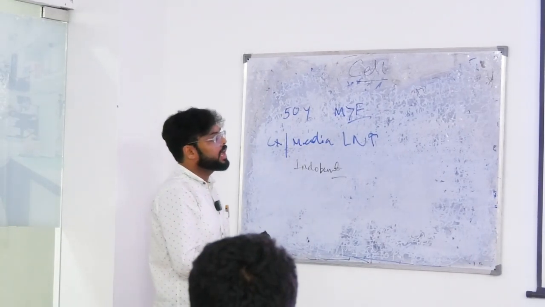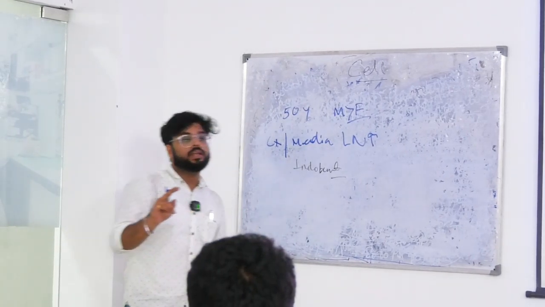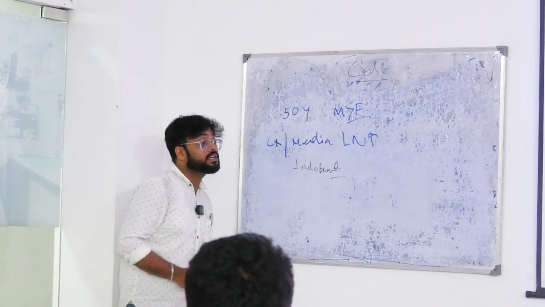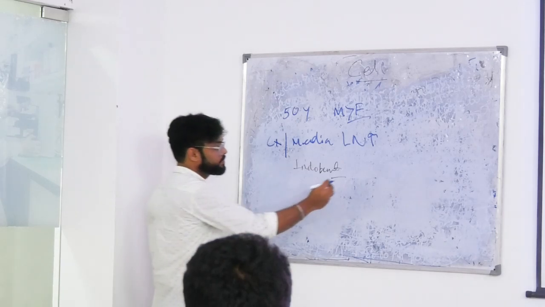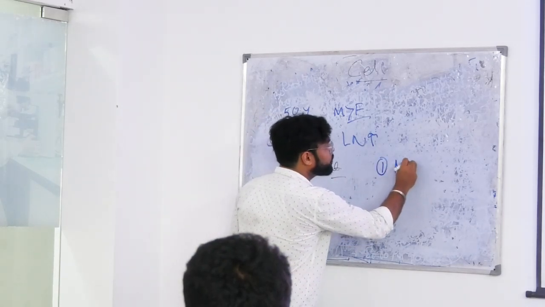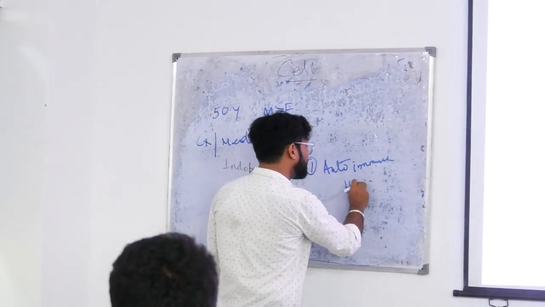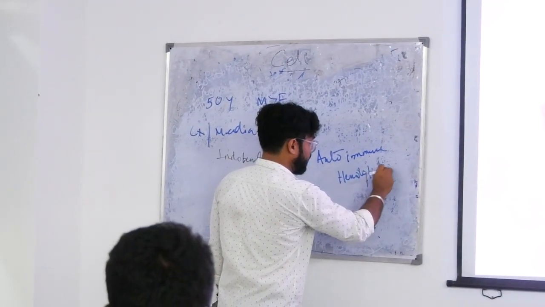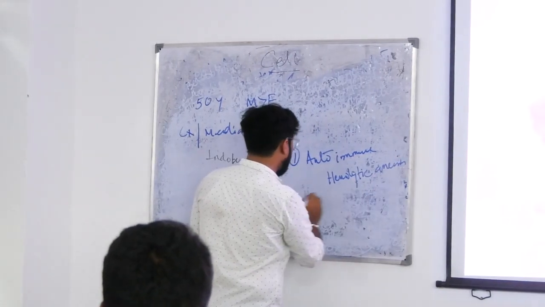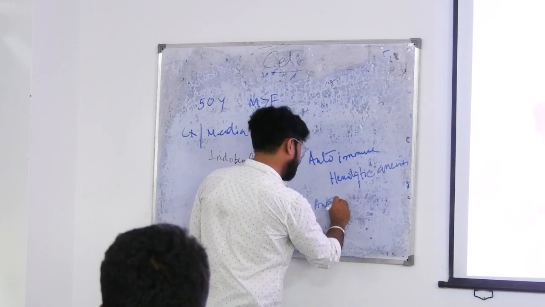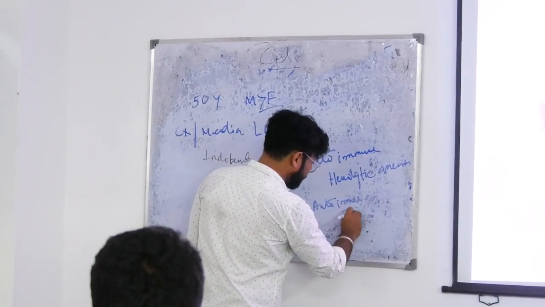and there will be two important features which are related to the CLL. One is autoimmune hemolytic anemia, and another is autoimmune thrombocytopenia.